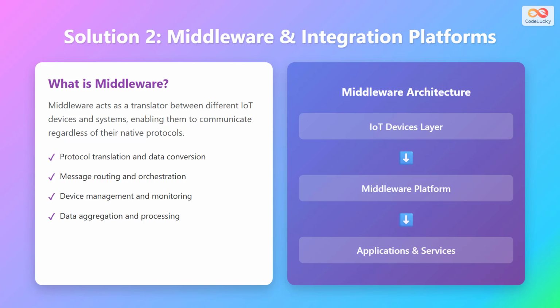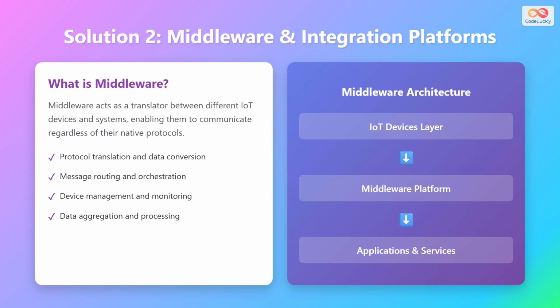The second major solution is middleware and integration platforms. Think of middleware as a universal translator that sits between your devices and makes them understand each other. So what exactly is middleware? Middleware is software that acts as an intermediary layer, translating between different protocols and data formats. Even when devices speak different native languages, middleware can convert messages so that every device receives information in a format it understands. It's like having a skilled interpreter at a United Nations meeting, ensuring everyone can communicate regardless of their native language.